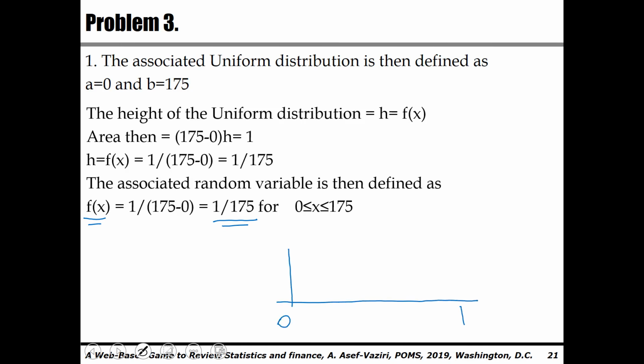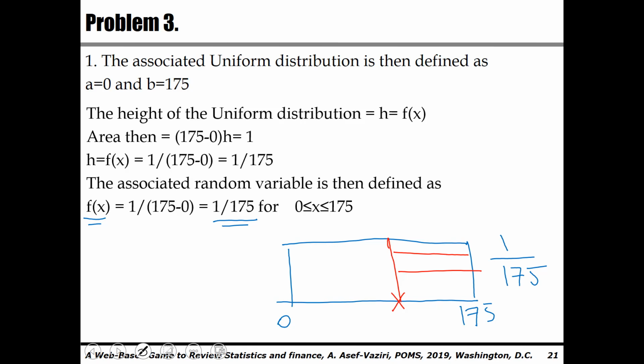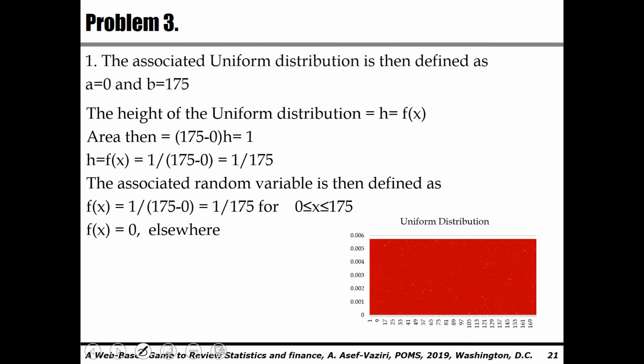0, 175, 1 over 175, and this, if this is the price, the probability of sales is this. This is x, 175 minus x multiplied by 1 over 175. This is the distribution defined between 0 and 175.